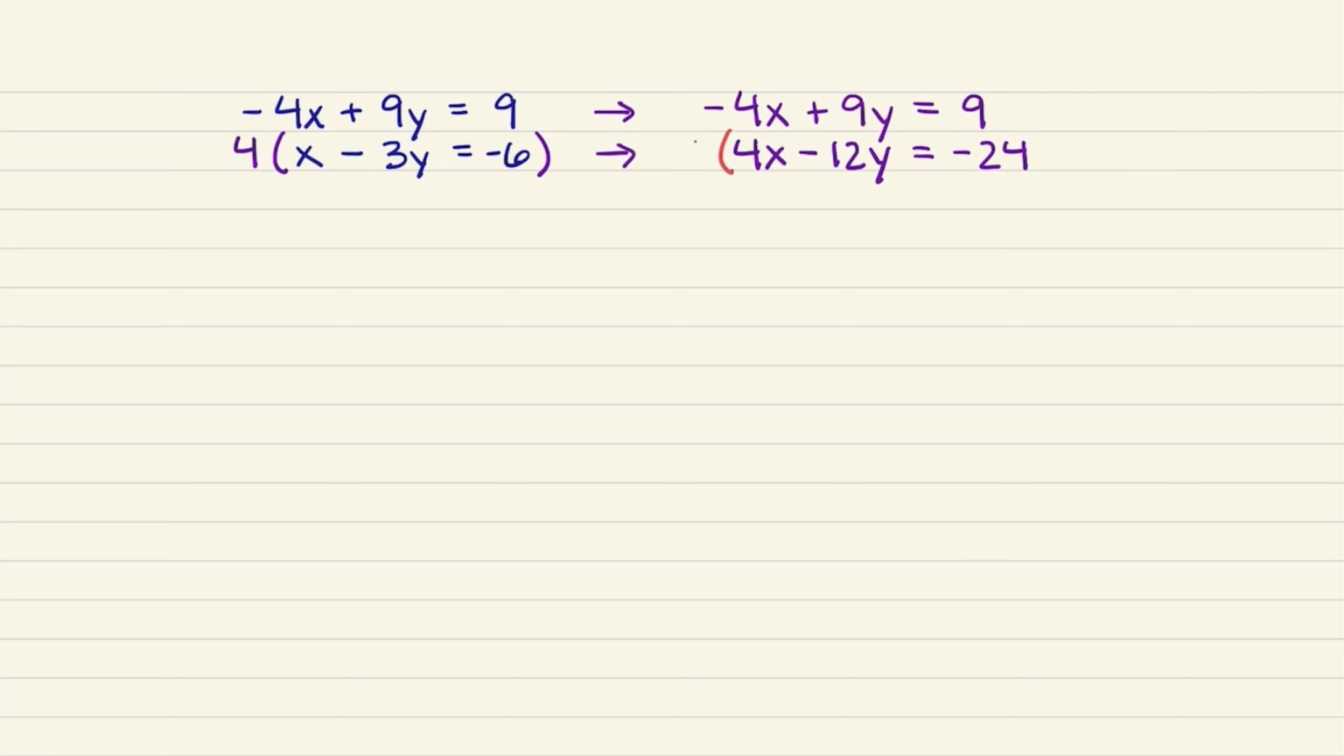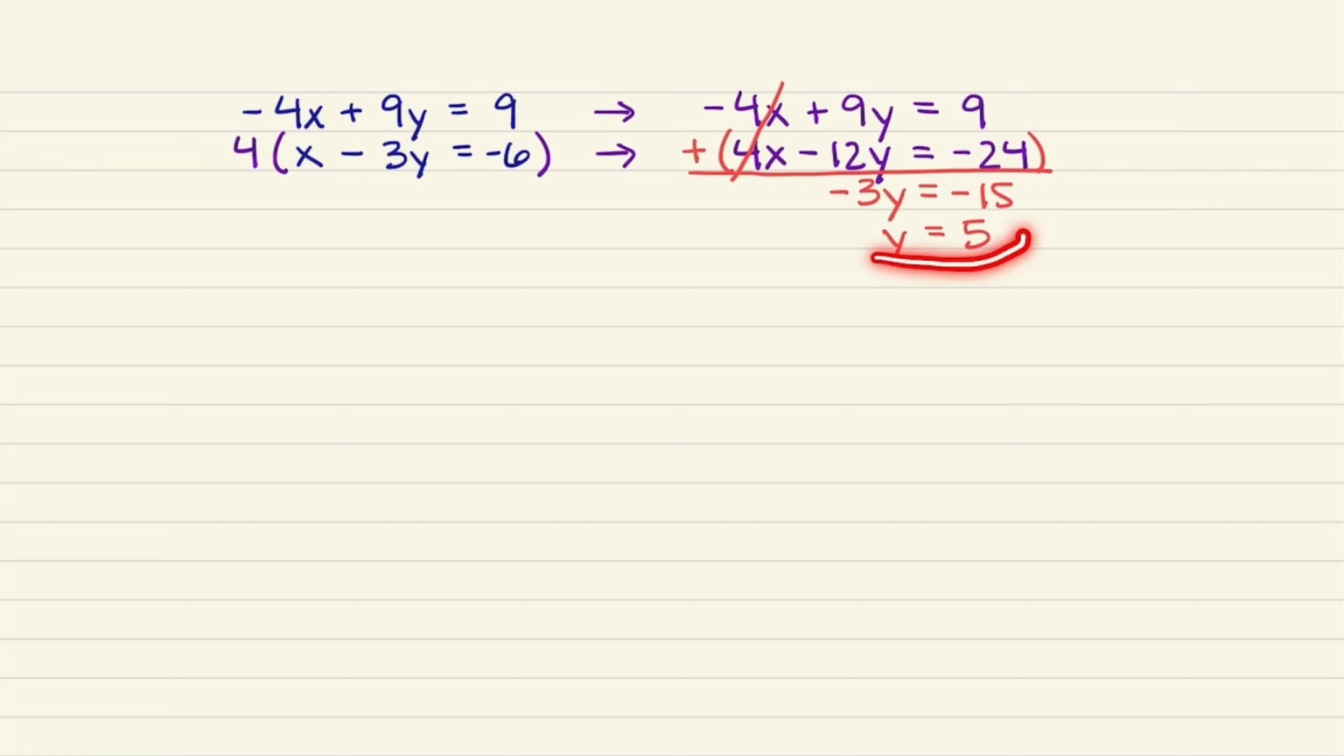So plus this equation. Negative 4x plus 4x cancels out. 9 plus negative 12y, or 9 minus 12y, is negative 3y. 9 plus negative 24 is negative 15. Divide both sides by negative 3, and we get y equals 5.